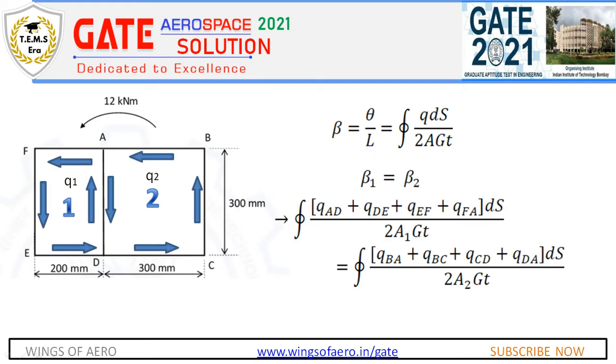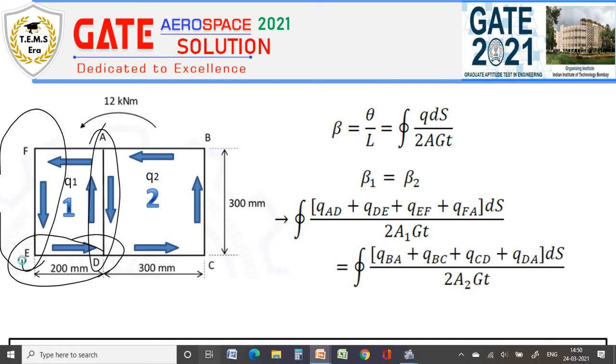Now if I want to do this for each and every wall element, that is AD, then DE, then EF, then FA, for example.